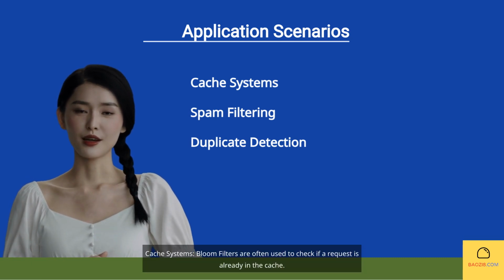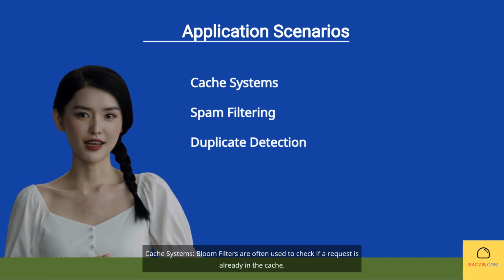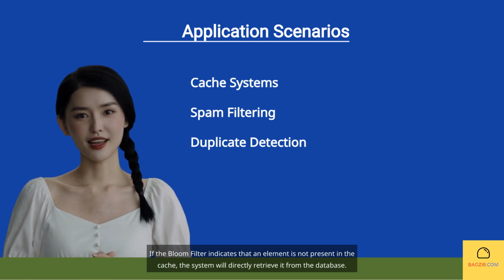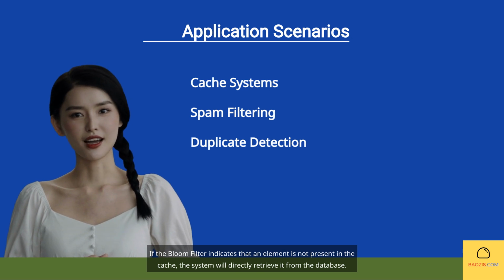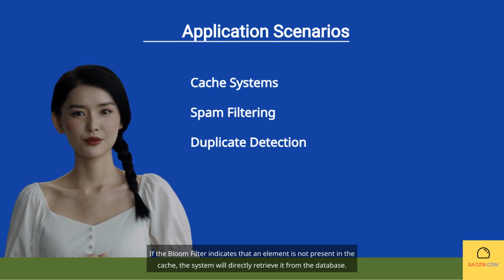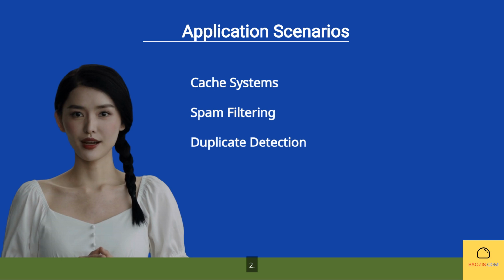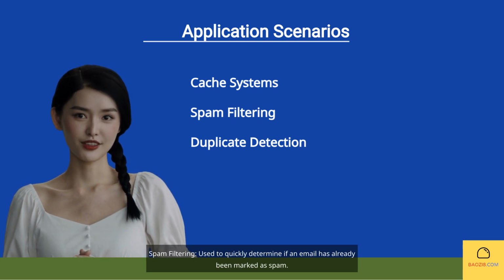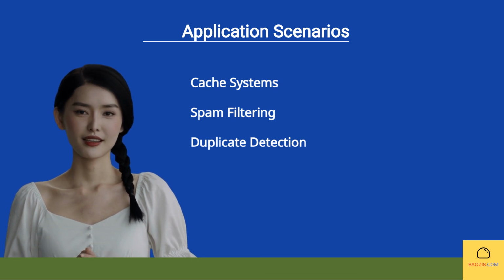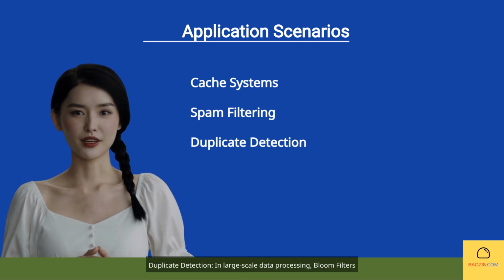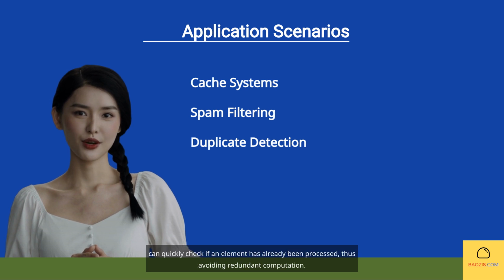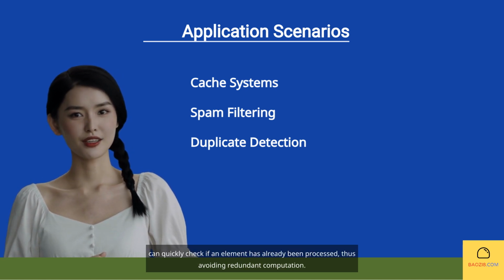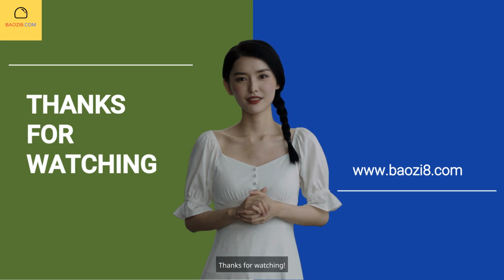Application scenarios. 1. Cache systems. Bloom filters are often used to check if a request is already in the cache. If the Bloom filter indicates that an element is not present in the cache, the system will directly retrieve it from the database. 2. Spam filtering, used to quickly determine if an email has already been marked as spam. 3. Duplicate detection. In large-scale data processing, Bloom filters can quickly check if an element has already been processed, thus avoiding redundant computation.